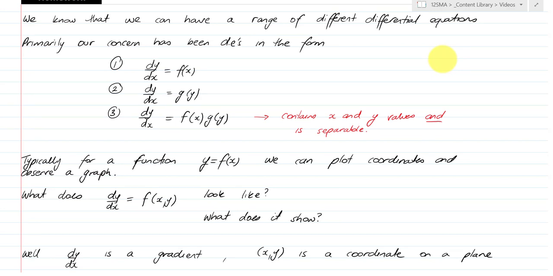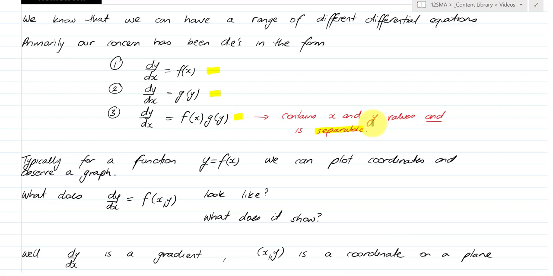So we already know how to solve differential equations of a couple of forms. dy/dx equals f of x, that's our common one. We've been doing that one for a year. This one we investigated earlier, where it's a function of y. And we've also looked at this case of it being separable. So it's f of x times g of y, so we can separate the y and the x easily.